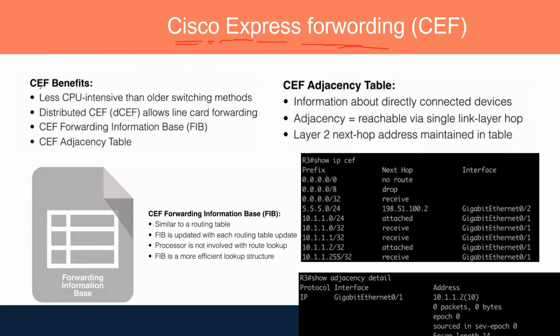So here, what is happening basically? The benefit of CEF would be that it is less CPU intensive than the older switching mechanism. What is the older switching mechanism? Process switching. Here it is going to avoid process switching, and it forwards the traffic based on the CEF table and the adjacency table. There are 2 tables it is going to create, and based on those it is going to forward the traffic.